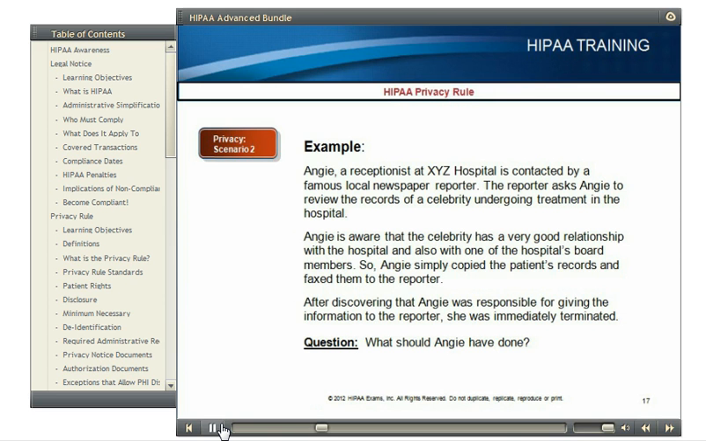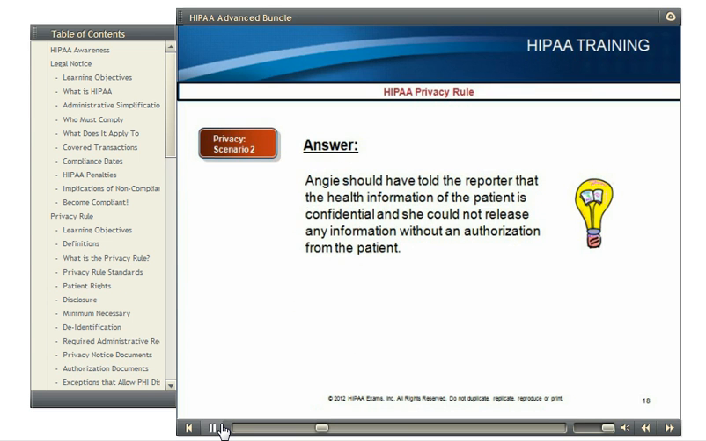Question: what should Angie have done? Answer: Angie should have told the reporter that the health information of the patient is confidential, and she could not release any information without an authorization from the patient.